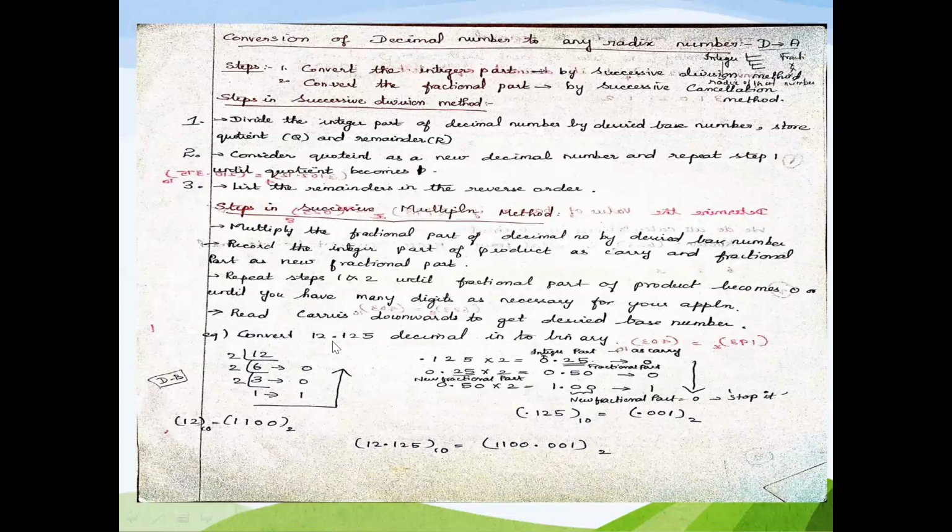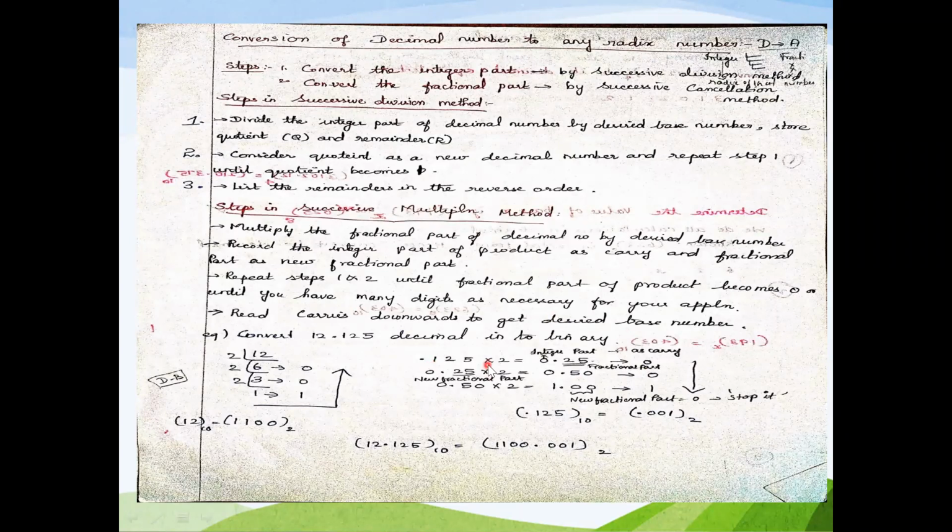So the integer part by means of successive division. 12 is to be converted into binary. So the base is 2, the base into which you want to convert. You go for successive division, and finally list the remainders in the reverse order. So the value of 12 is 1100. This can be checked with 2 power 0, 2 power 1, 2 power 2 as well as 2 power 3.